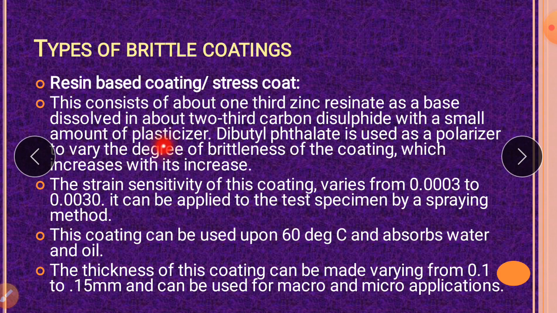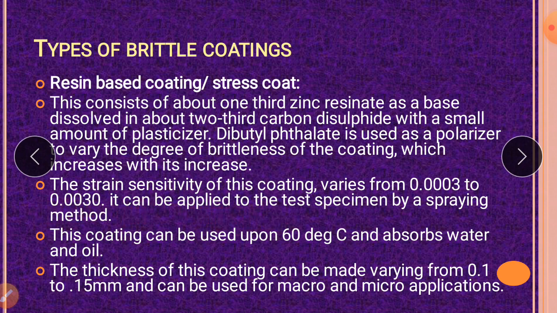These are the ingredients used in the resin based coat, where we use zinc resinate 1/3 and 2/3 carbon disulfide, then a plasticizer, dibutyl phthalate, which is used for the brittleness. So its combination makes one coating. The strain sensitivity of this coating varies from 0.003 to 0.0030. So this is the strain sensitivity.